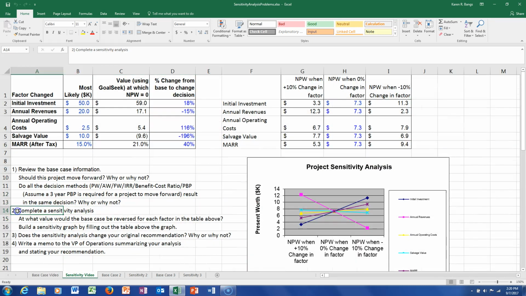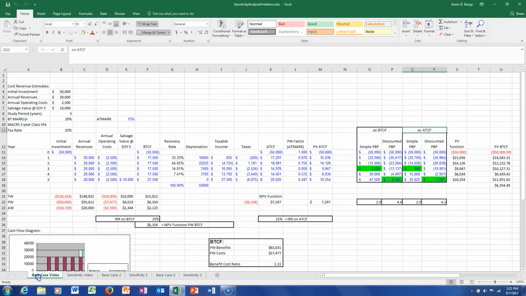Then we're going to move on, and we want to complete a sensitivity analysis. So you know already from the information that you've looked at that what we want to know from a sensitivity analysis is at what value would the base case decision be reversed.